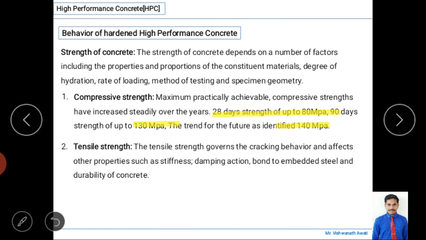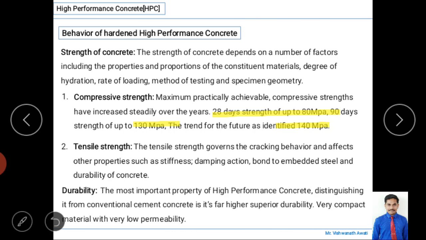Next is tensile strength. As we know, tensile strength of concrete is low, but if you take the total in a hardened condition, it has reinforcement, right? So that's what we have to take with the reinforcement in hardened conditions. The tensile strength governs the cracking behavior of the concrete and affects other properties such as stiffness, damping action, bond to embedded steel, and durability of the concrete, right?